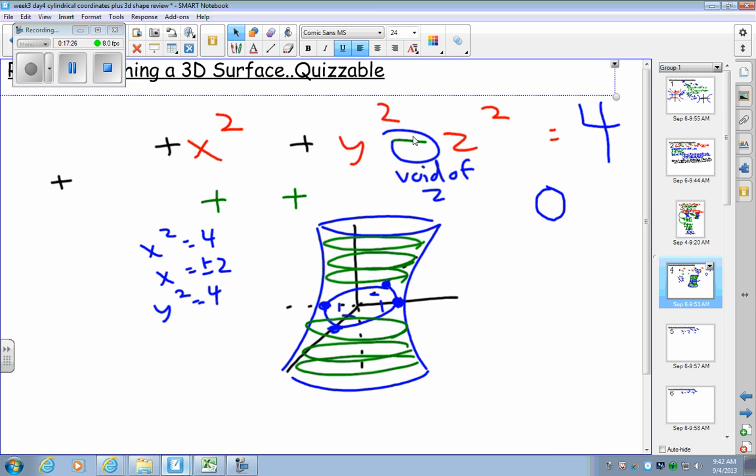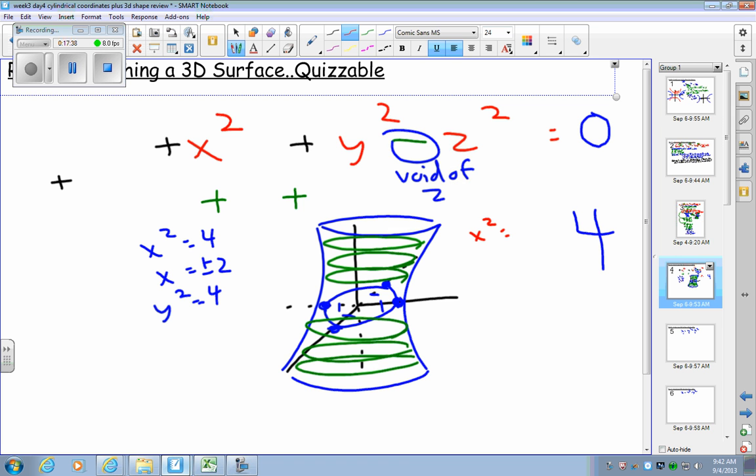Okay, now the only difference is if I go to a 0 instead of a 4, you would do the exact same thing, but you'd be doing x squared equals 0, which means x is 0. And y squared would equal 0, which would mean y is 0. And when I say it's void of z, it's not void of z when you have negative z squared equals 0. This is the only time the z guy could work, because it equals 0 and the negative doesn't matter. And that turns into a 0.